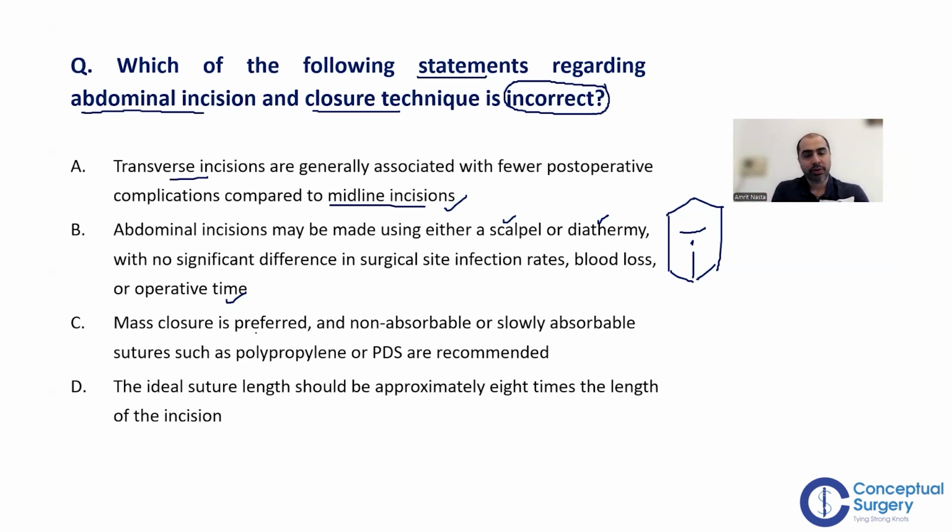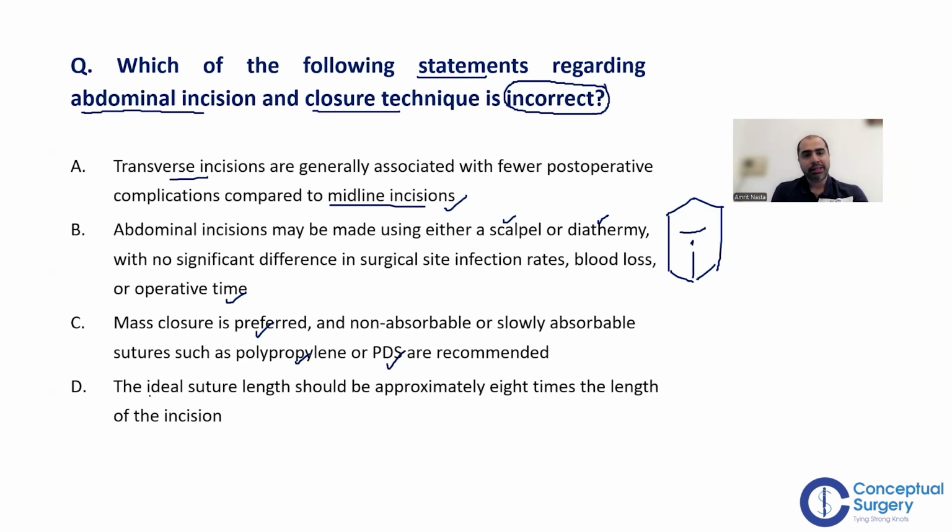Mass closure is preferred. This is true. So a lot of other surgical branches prefer to do layered closure. But layered versus mass doesn't really matter. In fact, mass closure is better, where you don't even need to go through the muscle, you just need to go through the sheath. And non-absorbable or delayed absorbables are recommended. This is a common practice. Polypropylene or nylon or delayed absorbable PDS are commonly used.